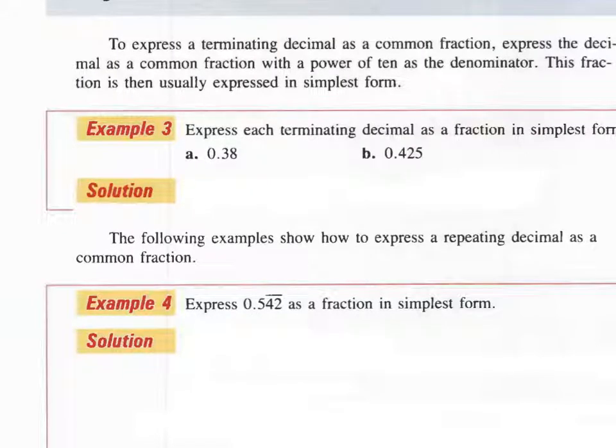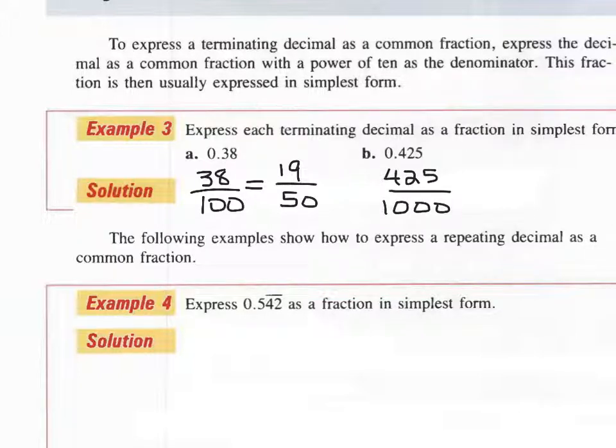This 8 is in the hundredths place. So you're going to write it as 38 over 100. And then you need to reduce. You can divide them both by 2, and it becomes 19 over 50. There are 3 numbers behind this, so this is in the thousandths place. So 425 over 1,000. And again, you need to simplify.